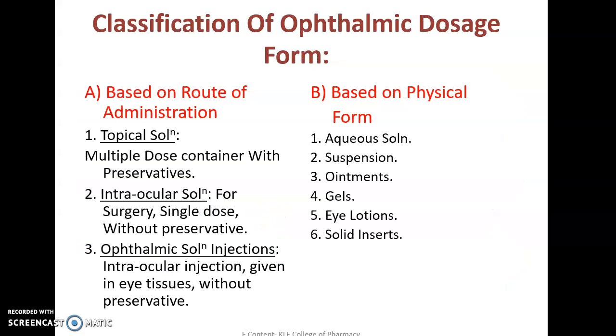Next, coming to the classification of ophthalmic dosage forms, they are classified based on the route of administration and based on the physical form. In the route of administration, the first one is the topical solution, in which a multiple dose container with preservatives is used. Intraocular solution is the second type, used for surgery; it is single dose and is formulated and used without preservative.